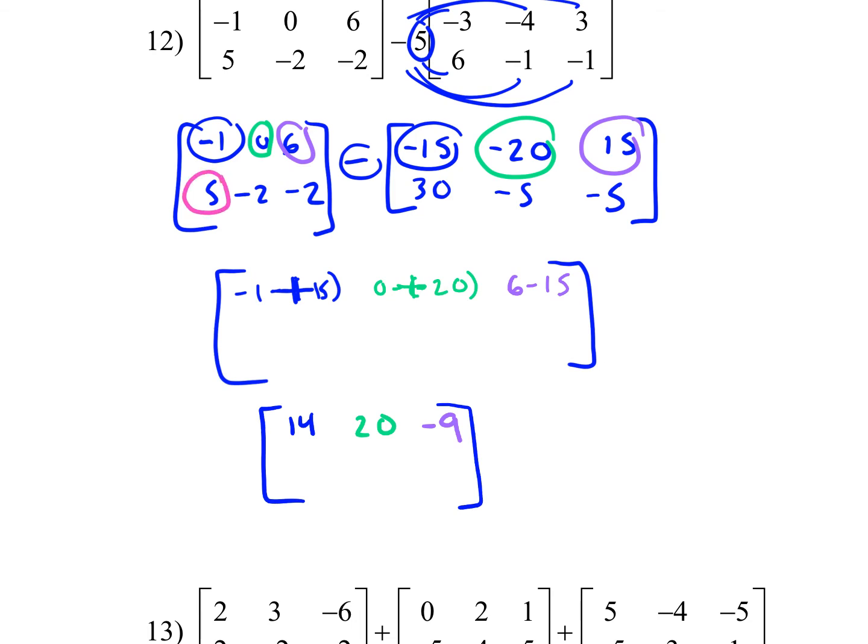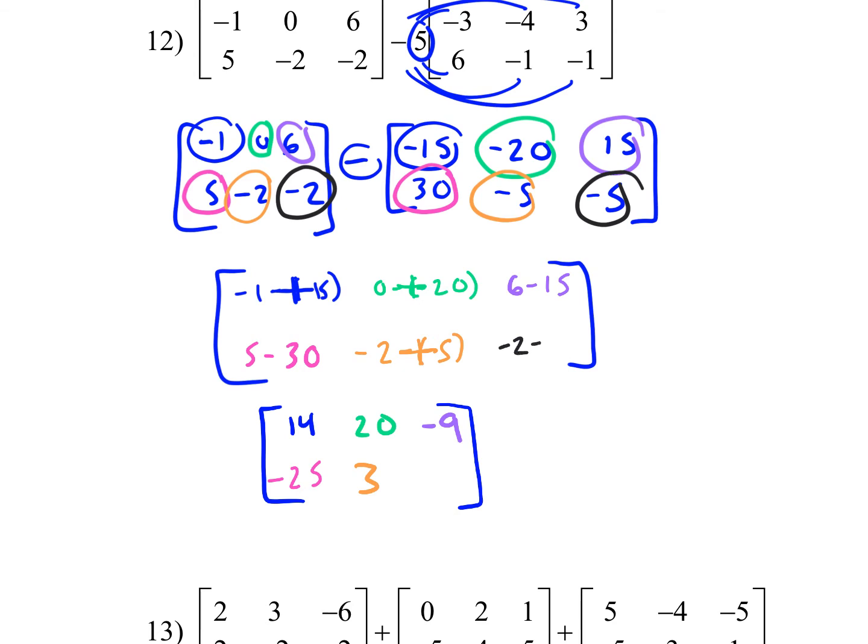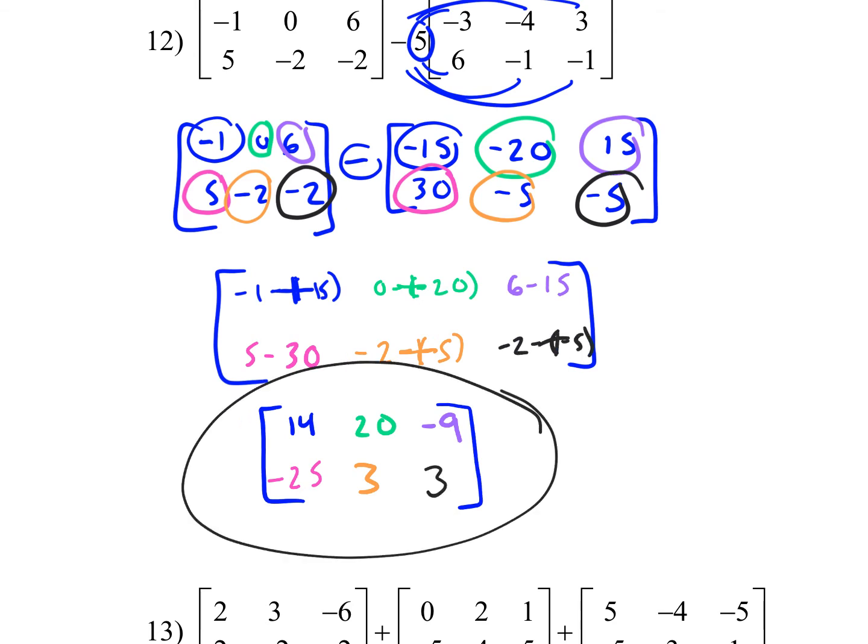Then I have 5 minus 30. Negative 25. Negative 2 minus negative 5. So this becomes a plus, so negative 2 plus 5 is 3. And then negative 2 minus negative 5 is also 3. So that's my answer.